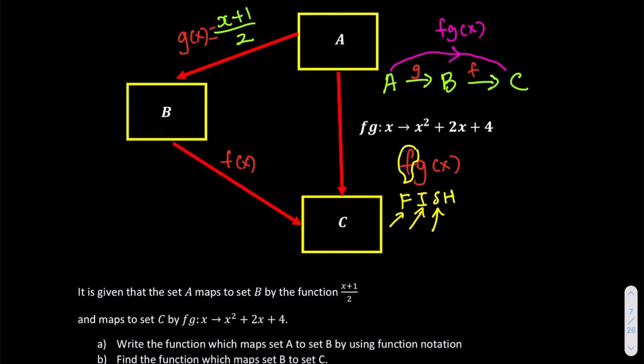So let us compute first the easy one. The normal function is g, so we're going to inverse this one first. So y is equivalent to x plus 1 over 2.